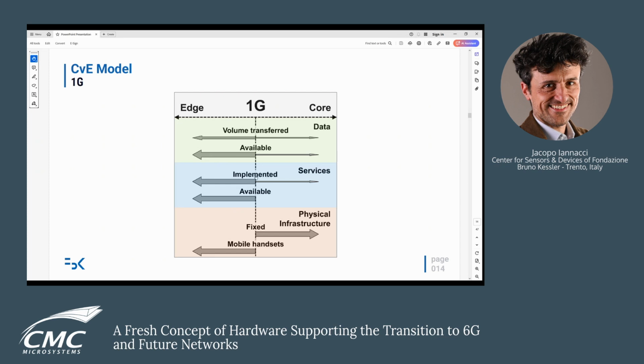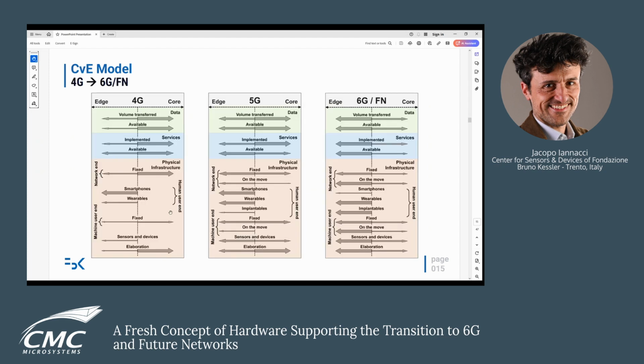So with 1G, the situation is quite easy because the data are basically voice conversations and the services are just calls. And the physical infrastructure is made of radio towers, which is towards the core of the network, and mobile handsets, which are the mobile devices making possible voice conversation. Now here, I just keep the 2 and 3G because they don't bring so much additional information compared to 4G. You can see, on the other hand, that 4G is much more complex because there is more scattering of the physical infrastructure, which includes network end and human end user end.